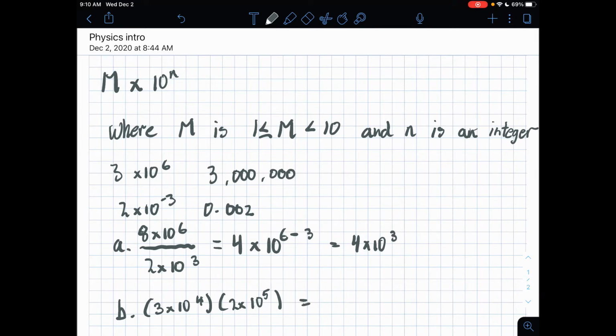And let's look at the second question. So let's look at the m. You have 3 and also 2. You're multiplying those two together, so you'll get a 6. And since you are multiplying, you will essentially be adding the exponents 4 and 5, so that would be 10 to the power of 4 plus 5, which is equal to 6 times 10 to the 9. All right, that should be pretty simple.